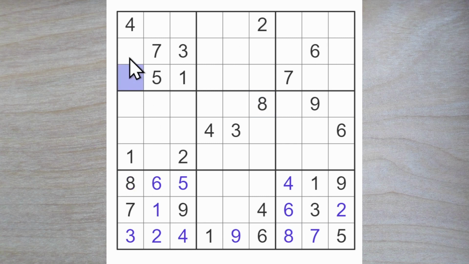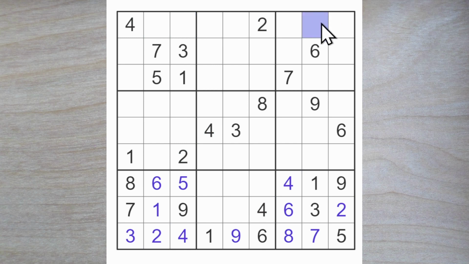There's an 8 blocking these two squares. That means that an 8 must go in one of these two squares in row 1. Now let's have a look at the 2 here and the 4 here and a possible 8 here. That's a 2, 4, 8.